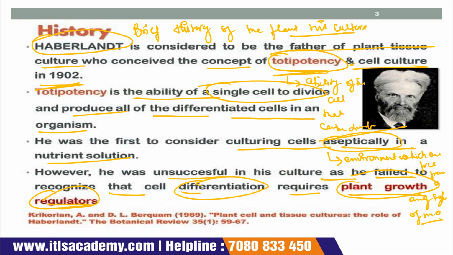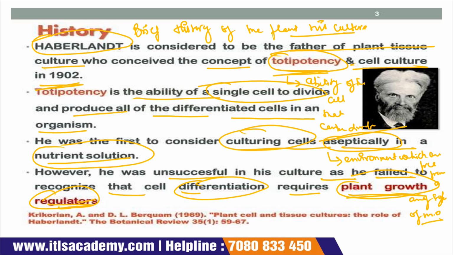But on the other hand, Haberlandt is considered the father of plant tissue culture. He also gave the concept of totipotency. He also considered that for culturing cells we require an aseptic nutrient solution. So basically, for culturing cells we require two things: one is the aseptic nutrient solution, and the other is the plant growth regulator. One thing was described by Haberlandt, but the other, the plant growth regulator, he could not recognize.